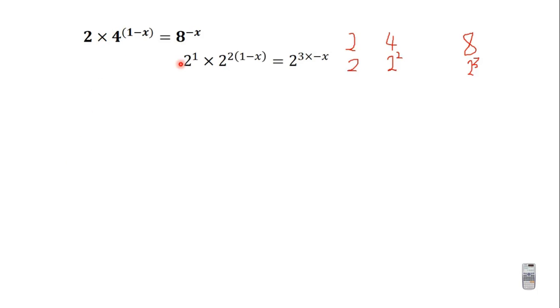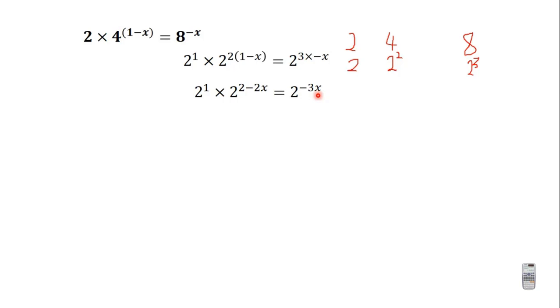Remember that 2 is the same as 2 exponent 1, times 4 which is now 2 exponent 2. We already have a binomial, 1 minus x here, so 2 will multiply 1 minus x. So we put 1 minus x in a bracket, is equal to 8, which is the same as 2 exponent 3. There's already minus x here, so 2 exponent 3 times minus x. This will give us 2 exponent 1 times, when you open the bracket here, 2 minus 2x, is equal to 2 exponent minus 3x.